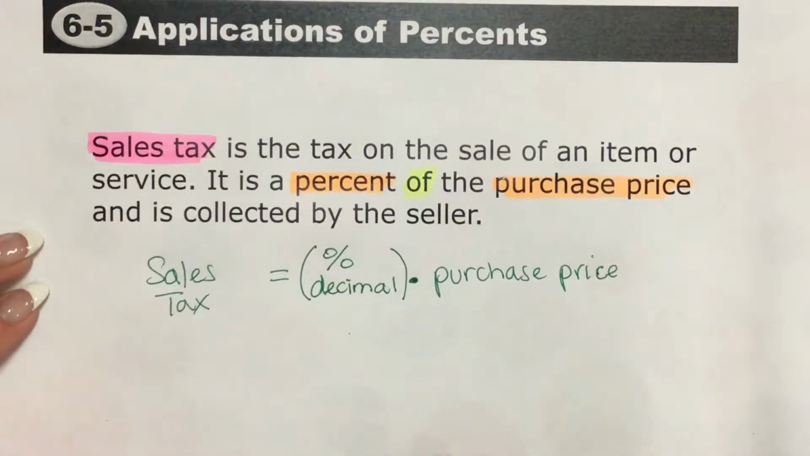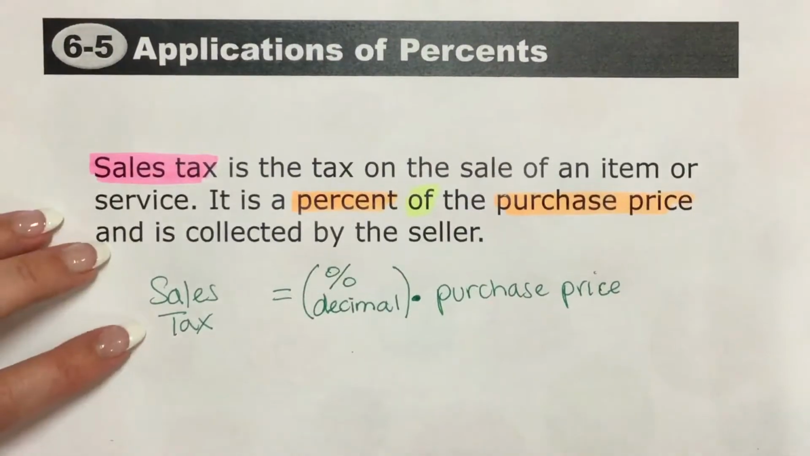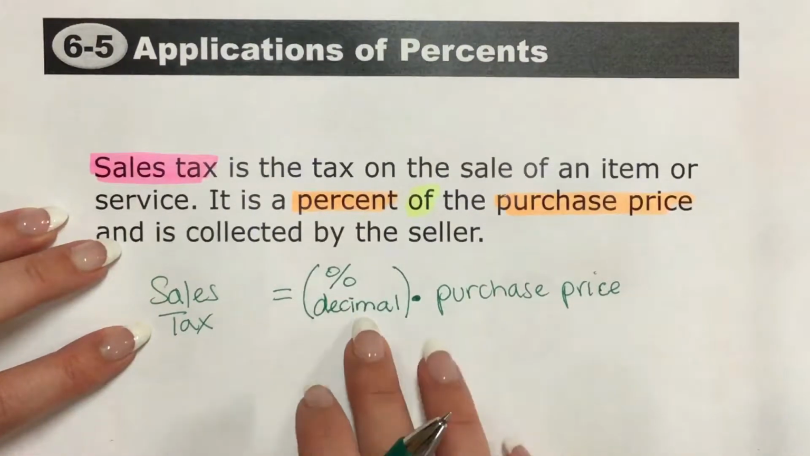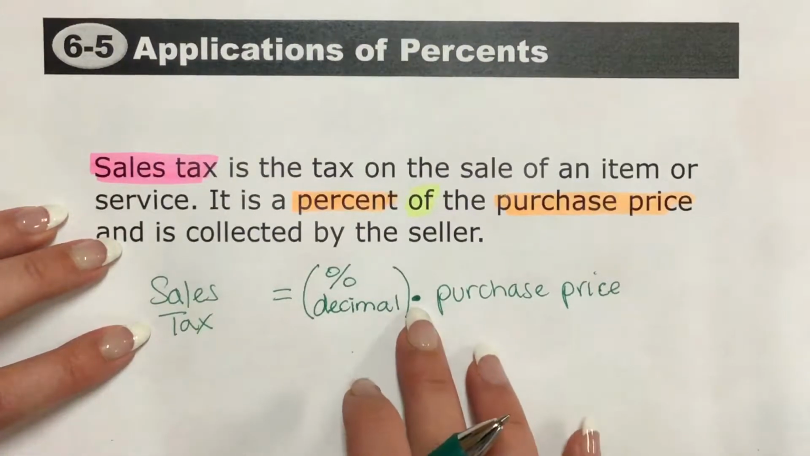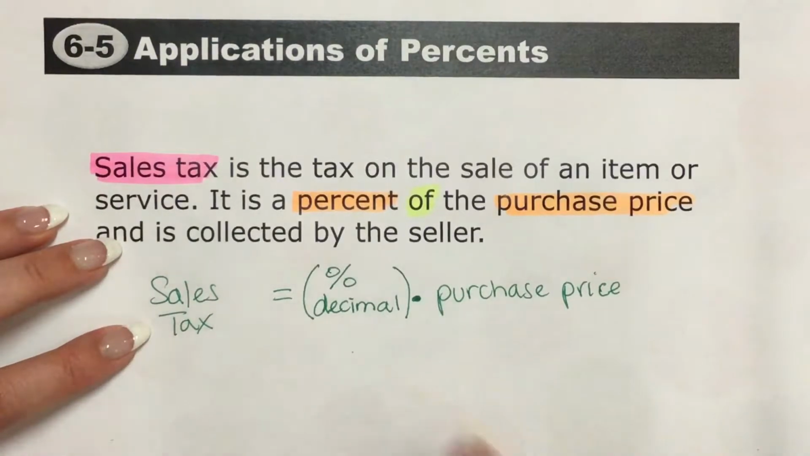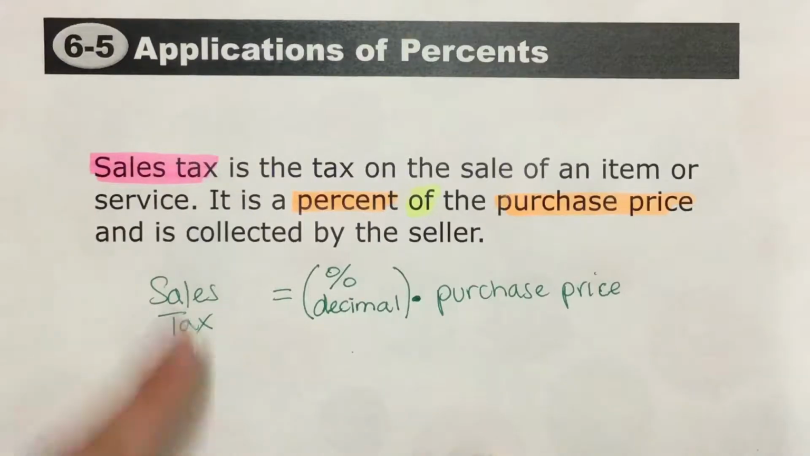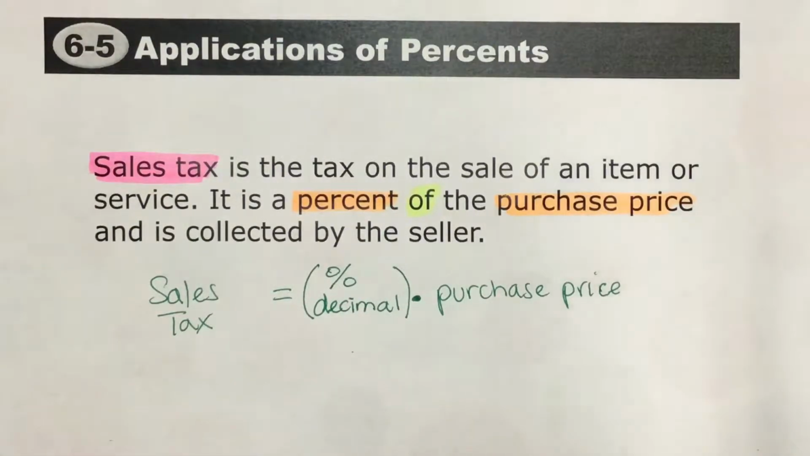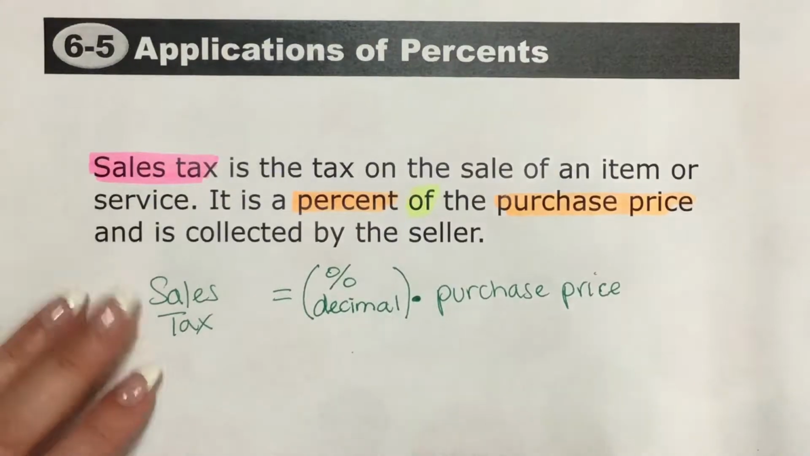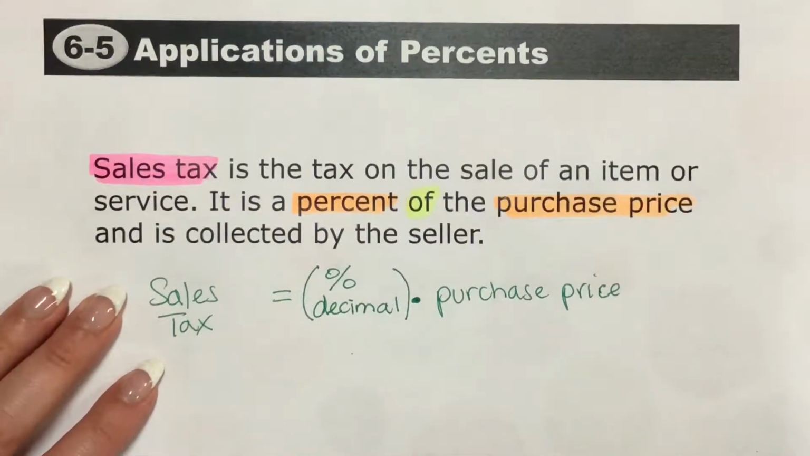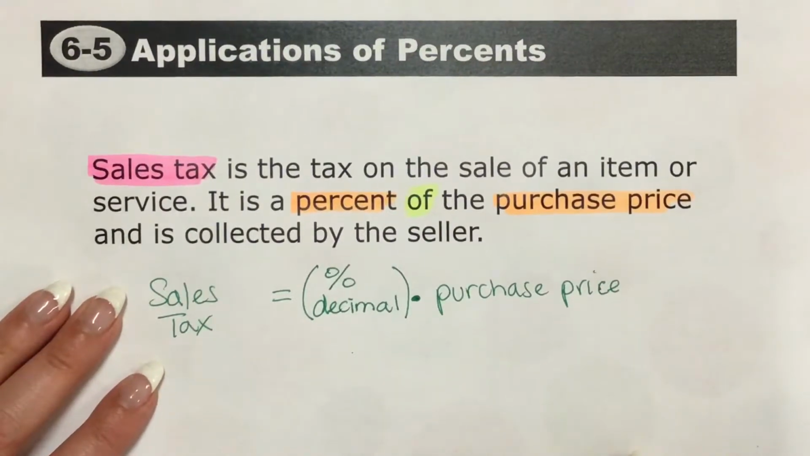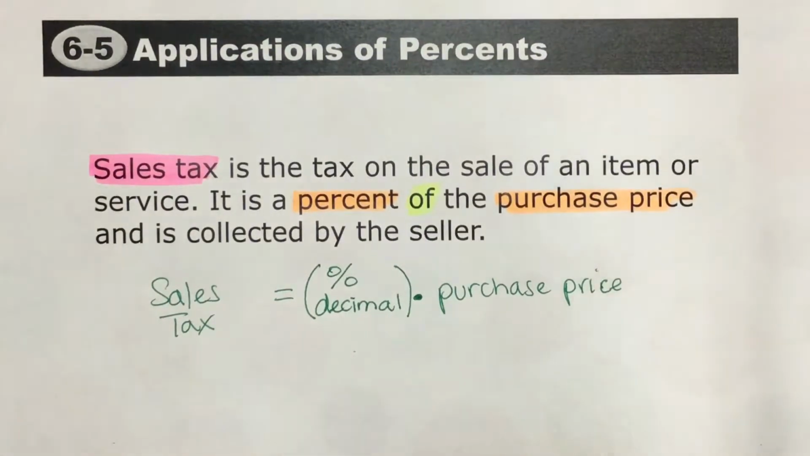So we're going to be looking at a variety of different problems involving sales tax. Whatever the percentage is, we're going to convert that to a decimal and then multiply it by the purchase price, and that will tell us what the sales tax is. And that's collected by the seller. There's a lot of states that have sales tax. We live in Oregon, and they don't have sales tax, but we're surrounded by Washington and California, and they do. All right, so now let's go ahead and look at some examples.